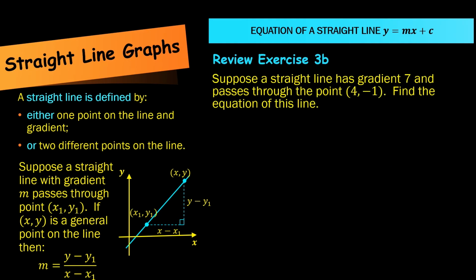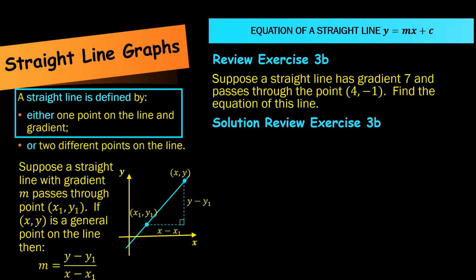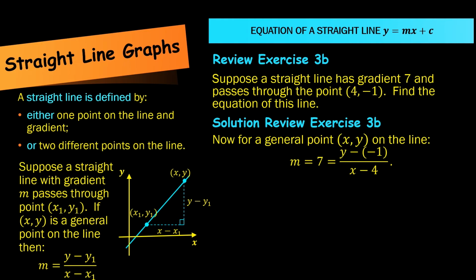Now let's have a go at review exercise 3b. Suppose a straight line has gradient 7 and passes through the point (4, -1). Find the equation of this line. So let's solve this. In this case, we have one point on the line and the gradient. So for a general point on the line, we can substitute as shown.